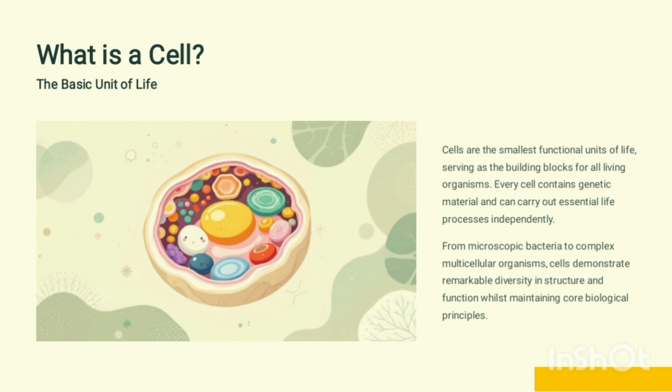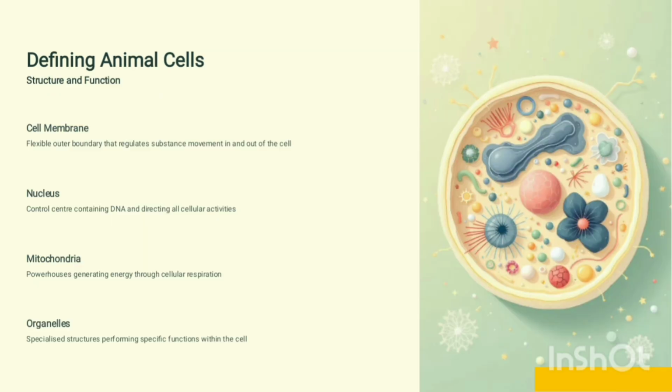Defining animal cells, structure, and function. Here is a short breakdown of the key components mentioned. Cell membrane, the security gate that controls what enters and leaves the cell. Nucleus, the brain or control center that holds the DNA and manages all activities. Mitochondria, the power plant that creates energy for the cell to use. Organelles, a general term for all the specialized structures like those above that work together inside the cell.